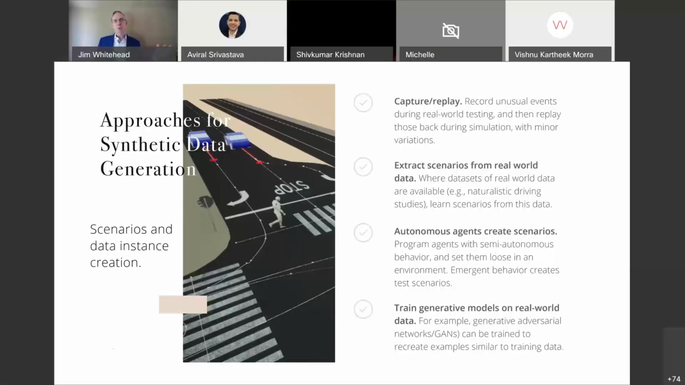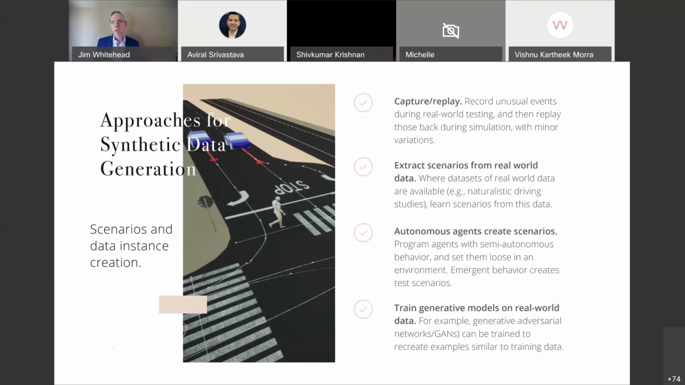There's a number of different approaches that you can use for synthetic data generation. So capture replay is a very common one. You have some data that you capture from the real world. Maybe it's a rare situation, or in autonomous vehicles, these are often near miss situations or actual hit situations that the driver inside the car who's overseeing the autonomous vehicle, they can press a button and record the last 30 seconds and then replay that.